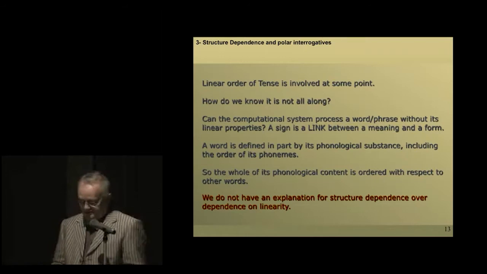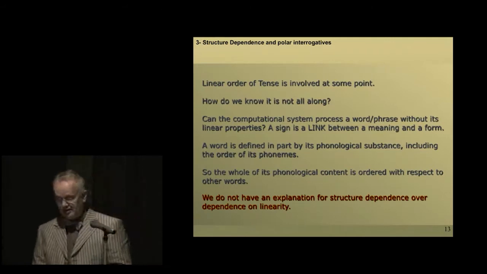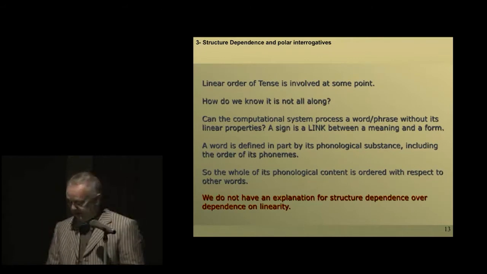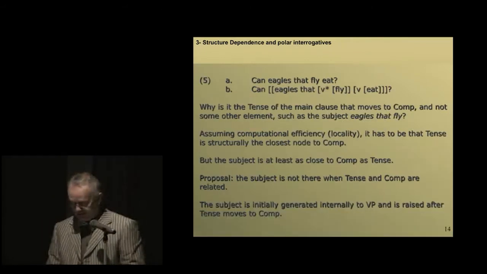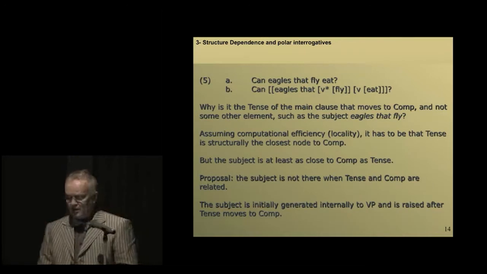Okay, it's just a speculation that no one brings up, to say that linear order is not available to the computational system at the point where the comp-tense relation is established. But it's no more than that for now, at least. Okay. Now, what about tense?